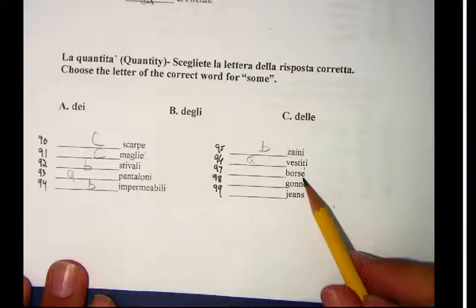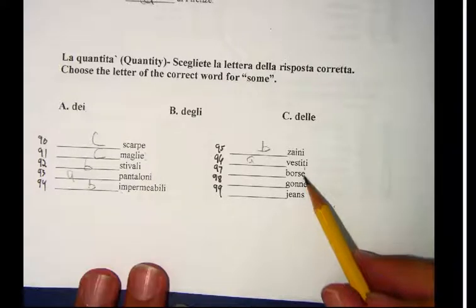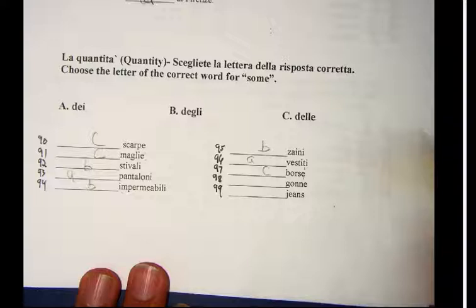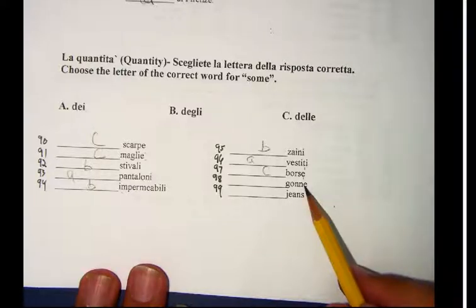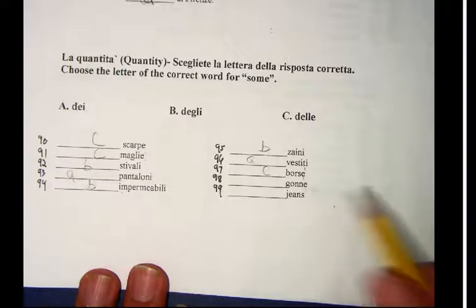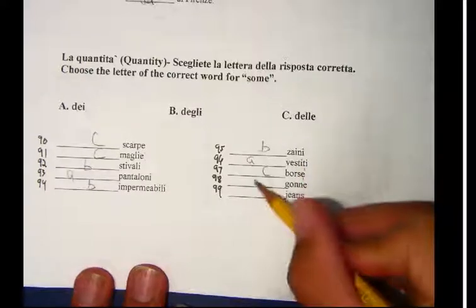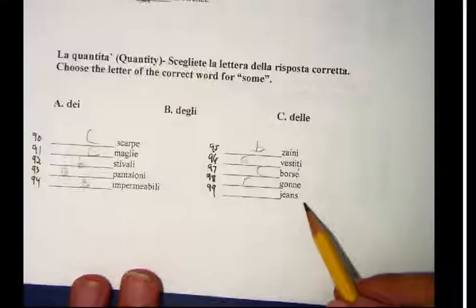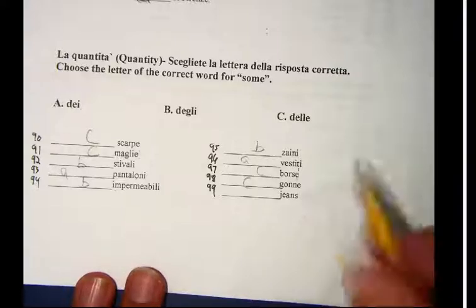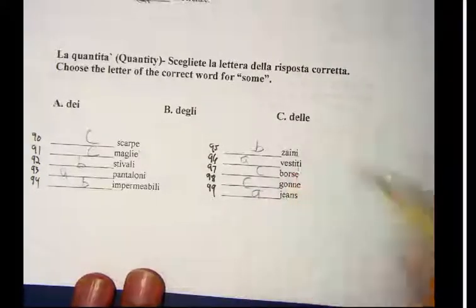Borse, this means purses, and so it's feminine, C. Gonne, skirts, some skirts, delle gonne. Jeans is a masculine word. Some jeans, dei jeans. Va bene.